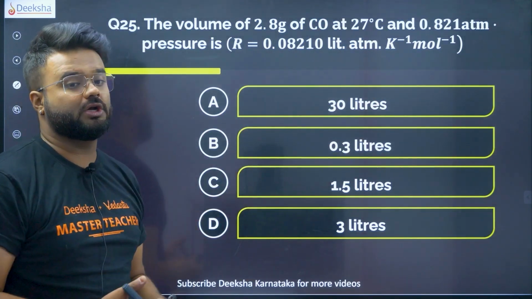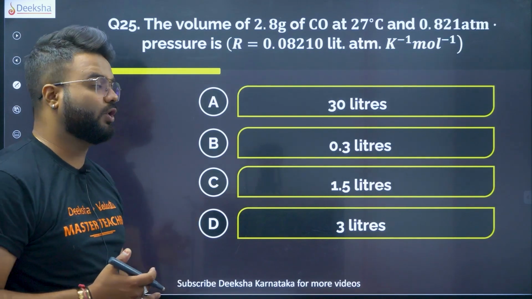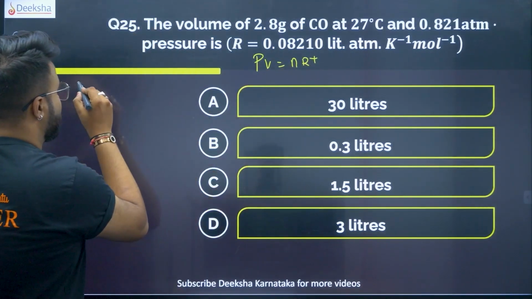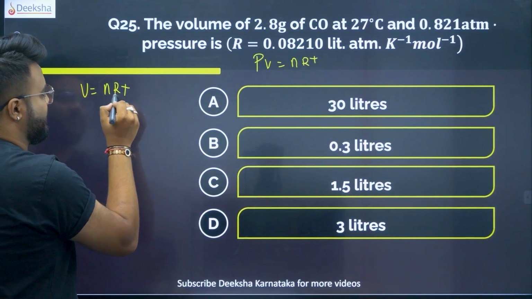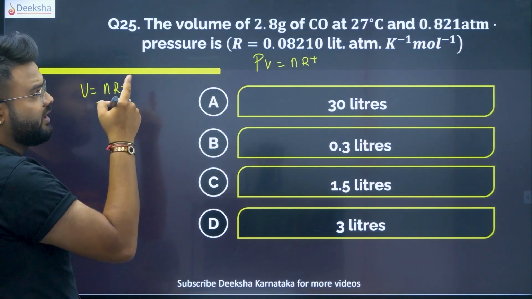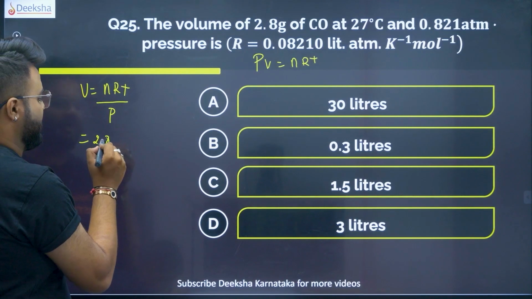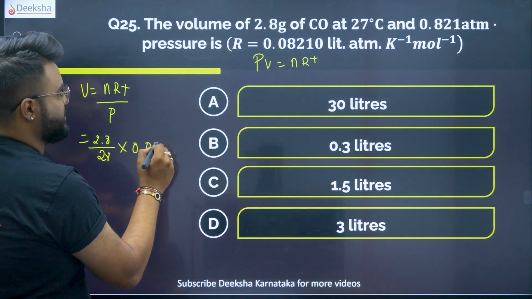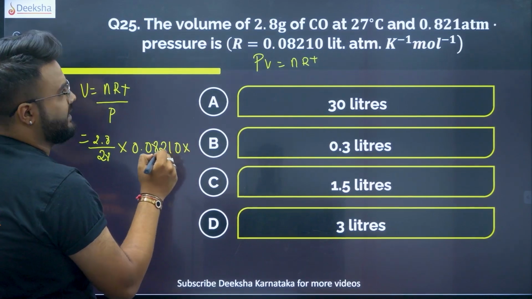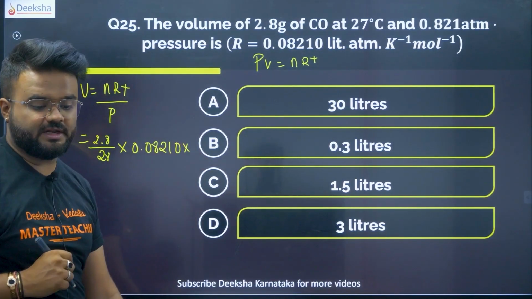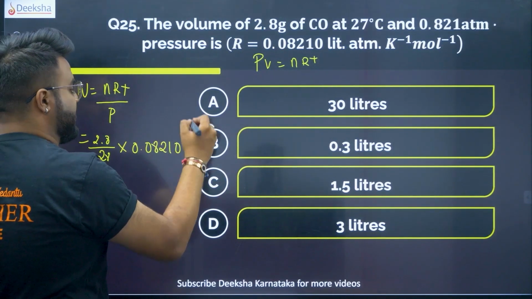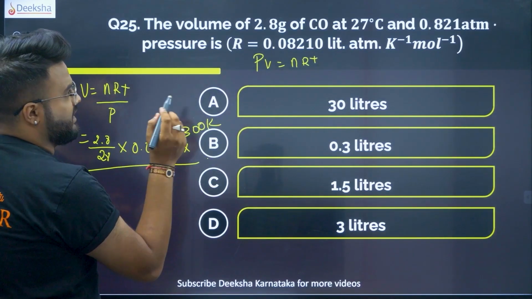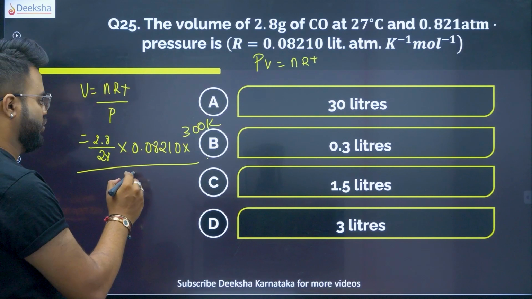Now, the volume of 2.8 gram of carbon monoxide at 27 degrees Celsius and 0.821 atm pressure, atmospheric pressure. What is the volume? We have to find out. To find out this volume, we have the famous formula, that is PV equals nRT. Now, V equals nRT divided by P. Now we will have 2.8 divided by 28 into R. They have given us 0.0821, and temperature they have given at 27 degrees Celsius. When you convert it into Kelvin, it will become 300 Kelvin. Therefore, divided by P, which is your 0.821.